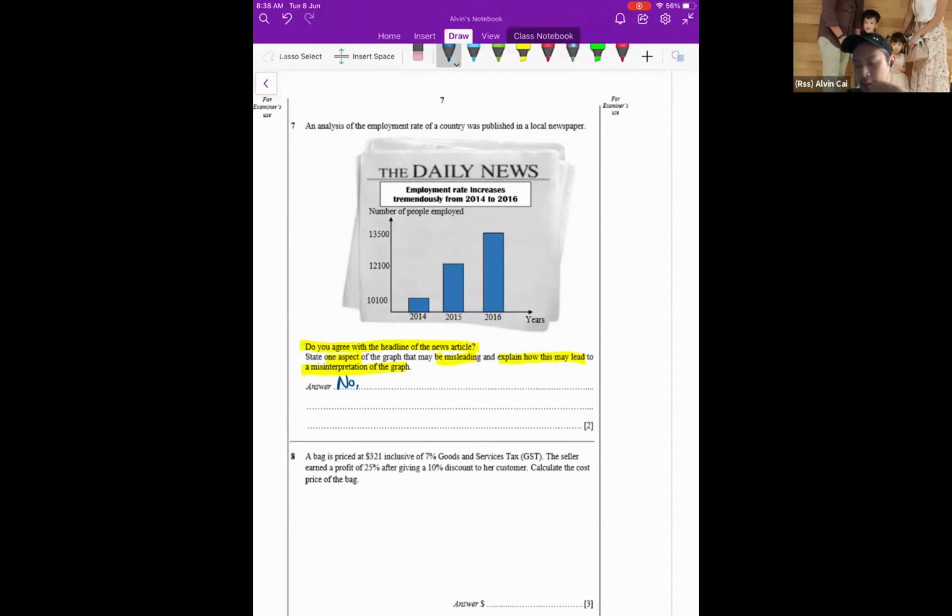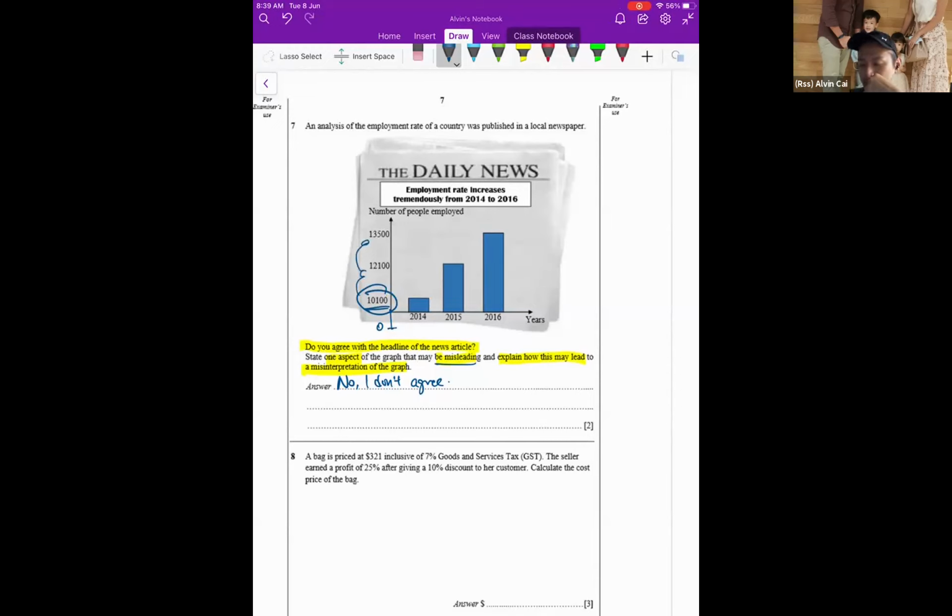So first thing is you must make sure that you answer the question. So first of all, do you agree? No, I don't agree. Why don't you agree? It's because, and then you start to explain why it is one aspect that is misleading. Because the graph didn't start from 0. It's a very common thing, but it's not always the only answer. It doesn't start from 0, it starts from a number. Then, of course, the jump is not regular.